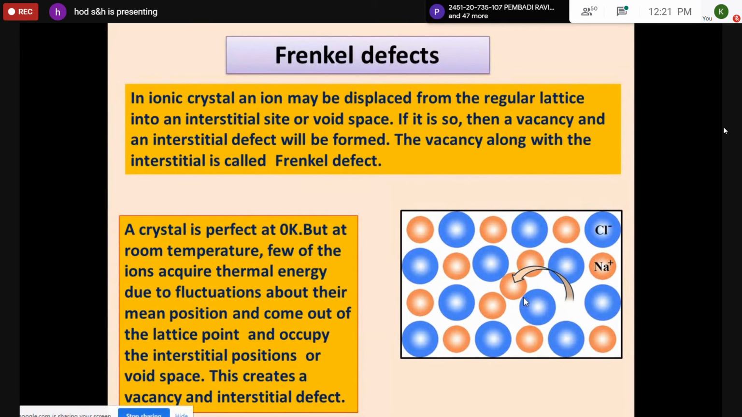So in an ionic crystal, let us take sodium chloride. One ion will be missing from its regular position, and it is occupying an irregular position or void space within the same lattice plane. So this type of disorder is called a Frenkel defect. In the diagram, you can see a sodium atom should be there, but here it is missing. That means a vacancy is created here, and this sodium atom is occupying an irregular site. So this ionic defect is called a Frenkel defect, creation of interstitial.